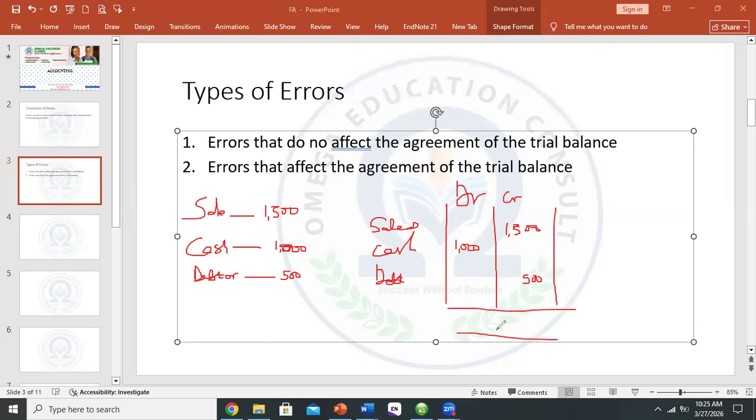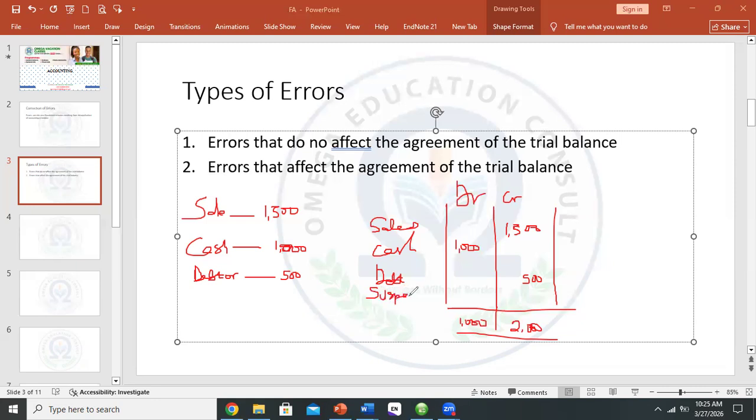You realize that the debit side will be how much? 1,000. And the credit side will be what? 2,000. So now you see that this mistake that I've made, it is showing in the trial balance because the trial balance is not agreeing. So this particular error is affecting the agreement of the trial balance. And what error is that? The debtor's balance is supposed to be at the debit column, but I put it at where? The credit side.